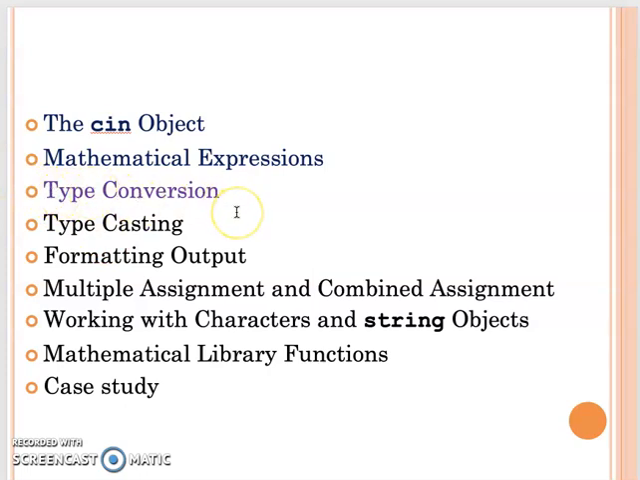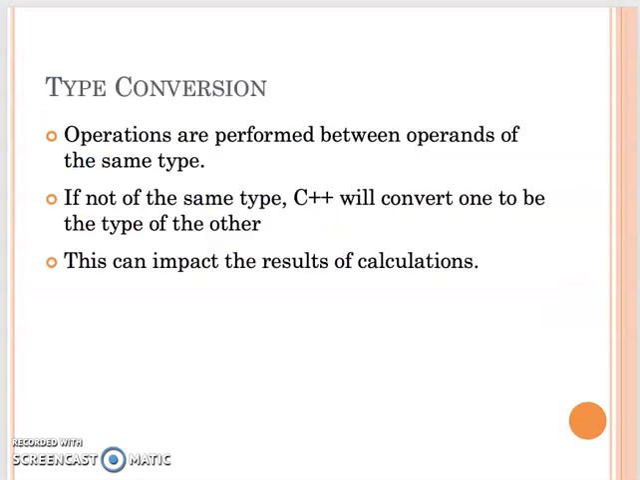Remember last week when we asked you to do the average, we told you if you have five integers divided by 5, then integer divided by integer, the data type is still integer. But if integer is divided by double, then the data type will be double. So this is actually a kind of type conversion. So let's talk about what type conversion is.